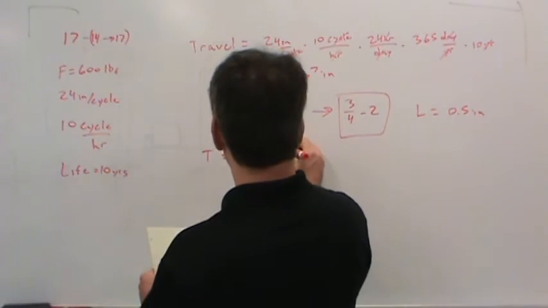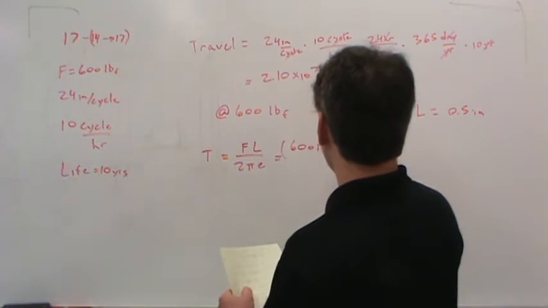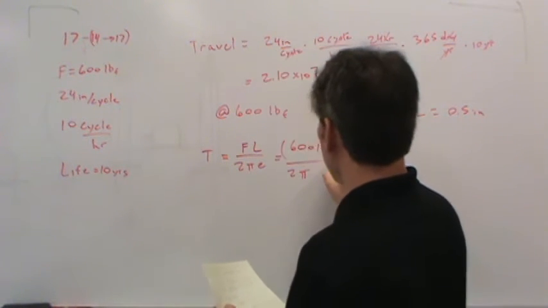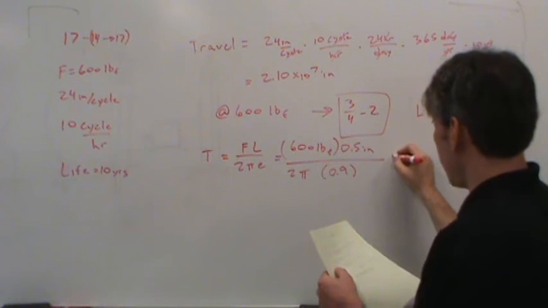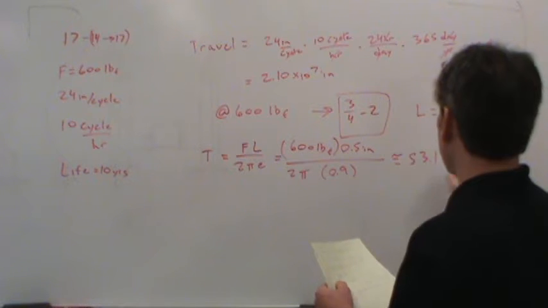Okay, so the force being applied is 600 pounds force. The lead is a 1/2 inch, 2 pi, and efficiency of 90%. Then this gives us about 53.1 inch-pounds force of torque.